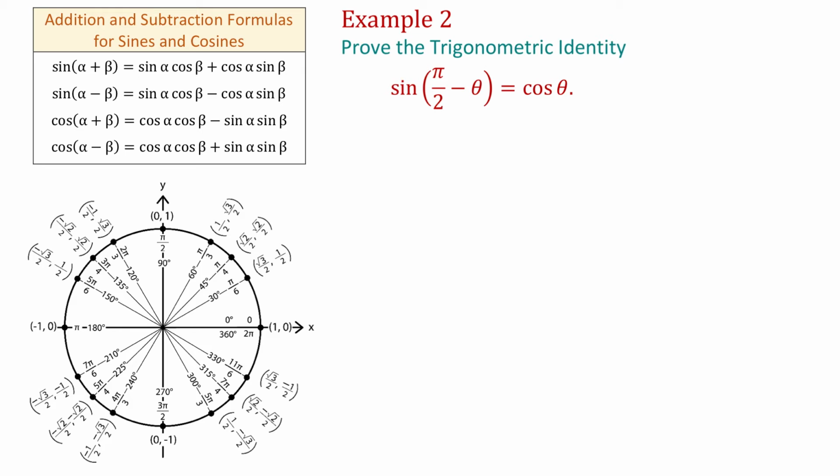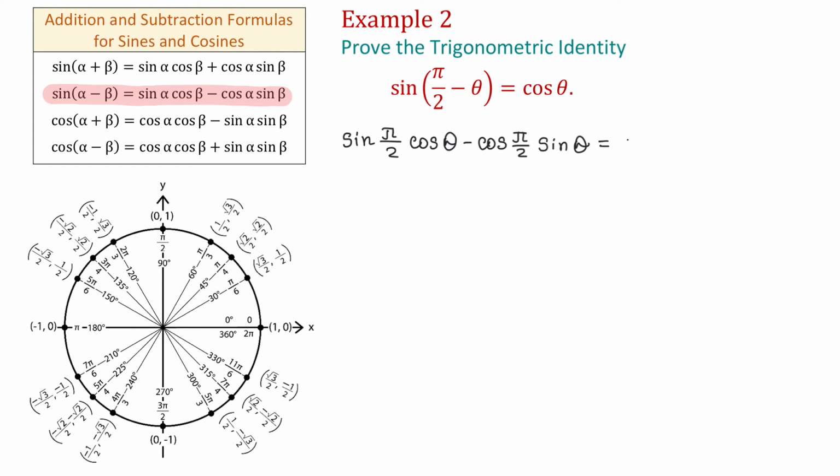In the second example, we will prove the trigonometric identity sine of pi over 2 minus theta equals cosine of theta. So to prove, we have to show that the left side is equal to the right side. And since on the left side we have sine of a difference of 2 angles, we will use the second formula. And this is sine of alpha minus beta equals sine of alpha cosine of beta minus cosine of alpha sine of beta. Then according to this formula, we will rewrite the left side as sine of pi over 2 cosine of theta minus cosine of pi over 2 sine of theta.